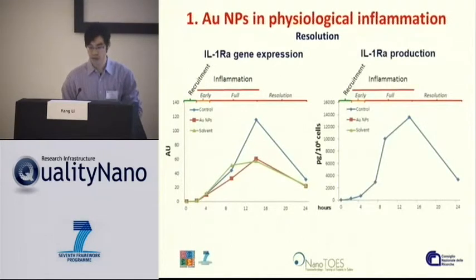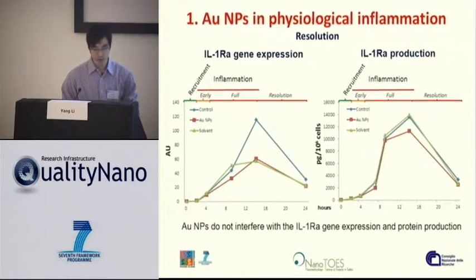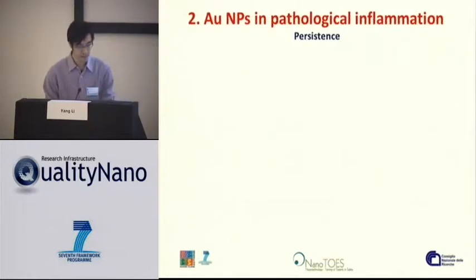And its protein production, the same as the gene expression, goes steadily increasing from 0 to 14 hours, and then goes down to the normal level in the resolution phase. Also, the gold nanoparticle group and solvent. So we think the gold nanoparticles do not interfere with IL-1RA gene expression and protein production.